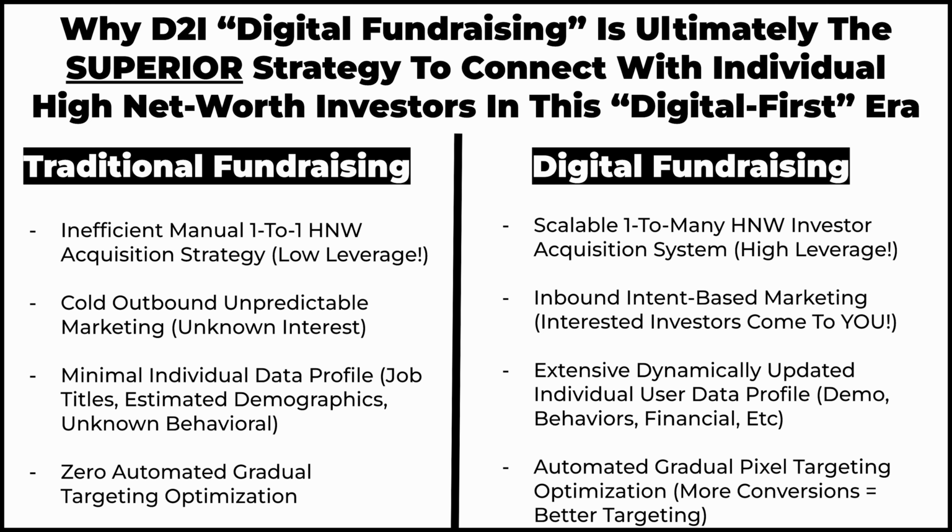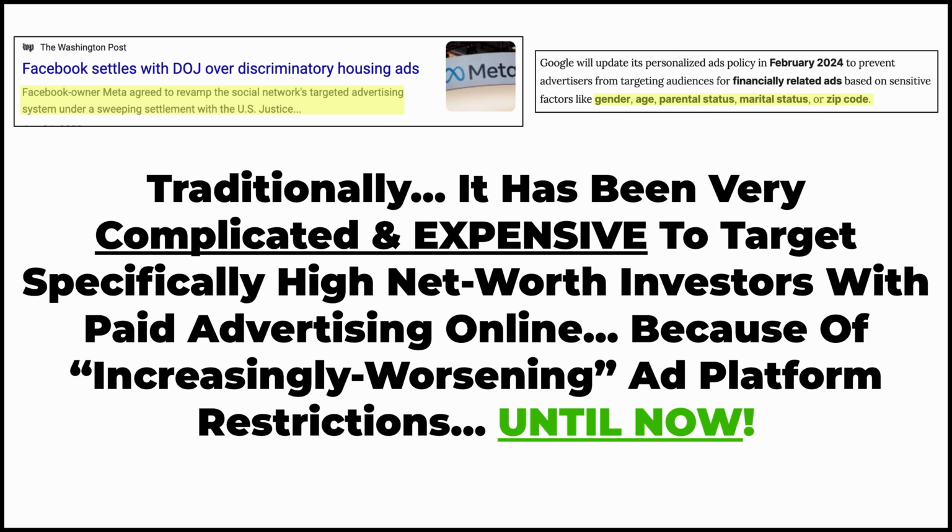And then number 4 here with digital fundraising, and this is incredibly important, you have automated gradual pixel targeting optimization, meaning that the more conversions that you get on your advertising pixel, so the more people that schedule a call with you, the better the targeting becomes and the more they hone in on your exact ideal investor avatar, in comparison to traditional fundraising where there's zero automated gradual targeting optimization. So that's exactly why digital fundraising is ultimately the number one superior strategy to connecting with these individual high net worth investors in this new digital-first era.